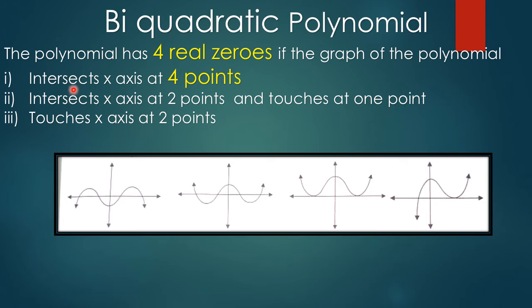You can understand that it touches the x-axis at 4 points. So it intersects the x-axis at 2 points and touches at 1 point. Okay. So now maximum it should have 4 points. So if it touches at 4 different points, it has 4 real zeros. So this curve can have even less than 4 also. But depending upon the number of points it touches the x-axis, you can say how many zeros it has got.